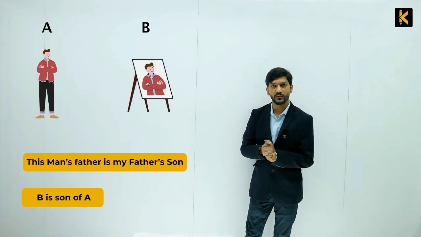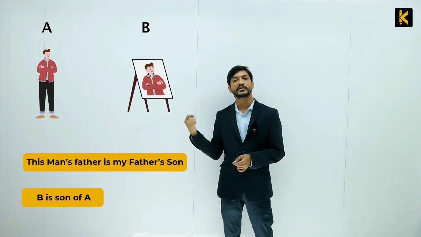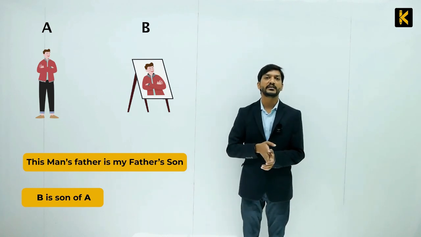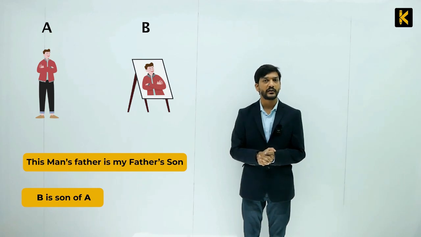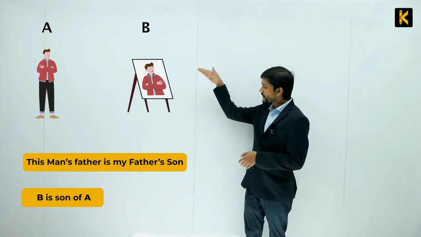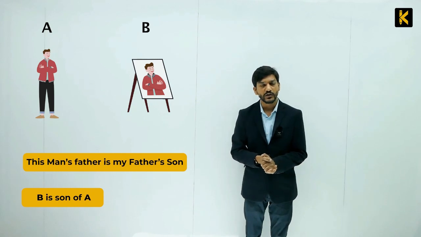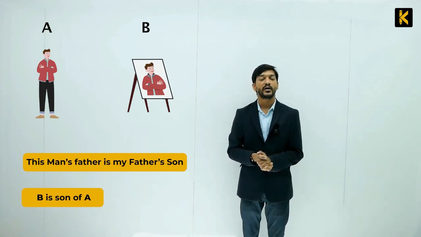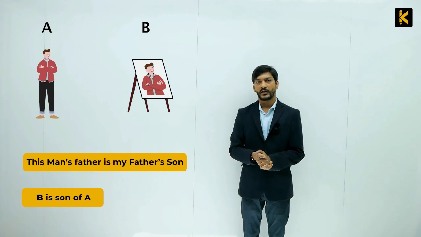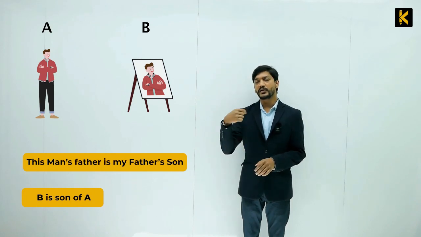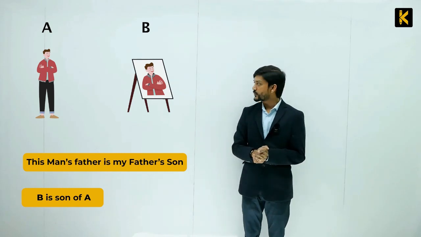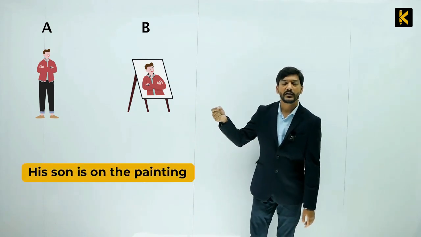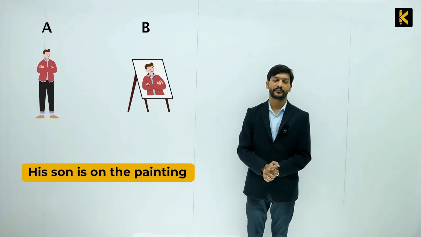So things are very clear now. We know who is A, we know who is B. What do we know? That A is the father of B and B is the son of A. So, who is on the painting? B is on the painting. As per the statements, please see. B is what? B is the son of A. Okay. So, B is on the painting. So, the son of A is on the painting. So, that means his son is on the painting.